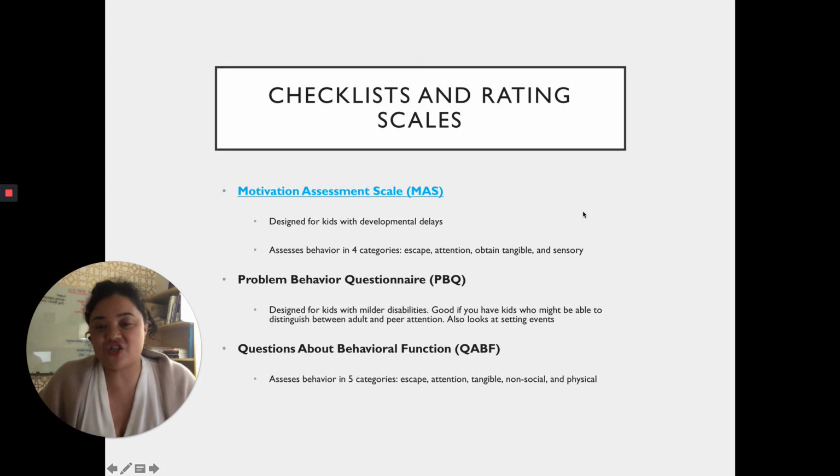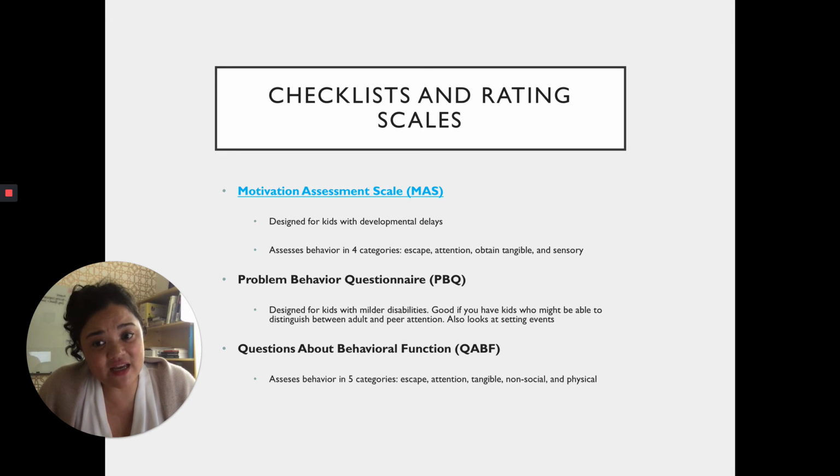I also mentioned that there are checklists and rating scales that teachers or parents can complete. One of the most common ones is called the Motivation Assessment Scale. There's also an assessment called the Problem Behavior Scale or Problem Behavior Questionnaire, and the Questions About Behavior Function. So for time purposes, I don't want to go into too much detail about each one of these, but I have uploaded examples of these checklists and rating scales on our Canvas site. So after today's talk, I would encourage you to go ahead and just look at those to see what some of the items might look like.